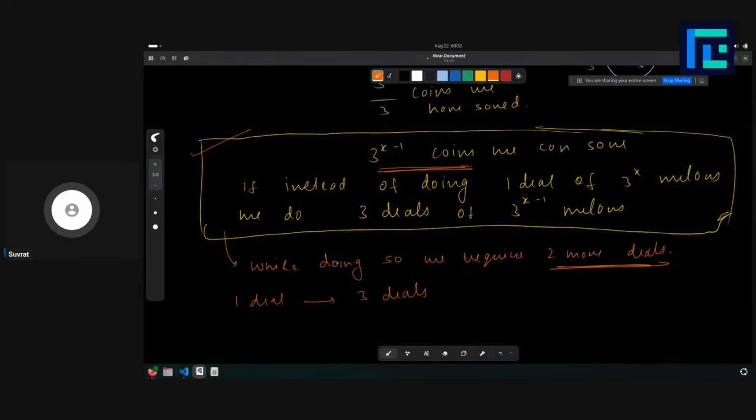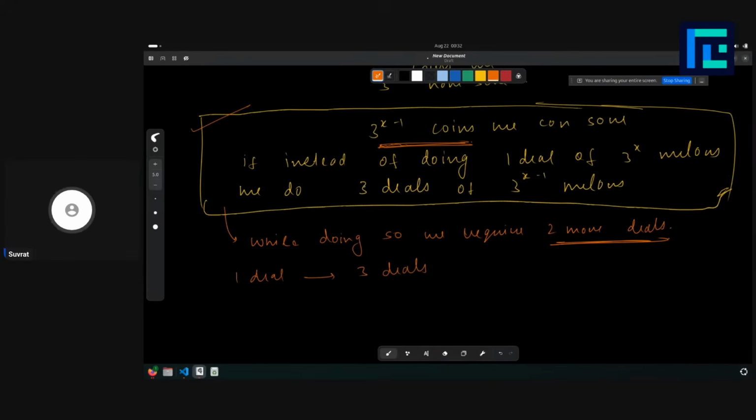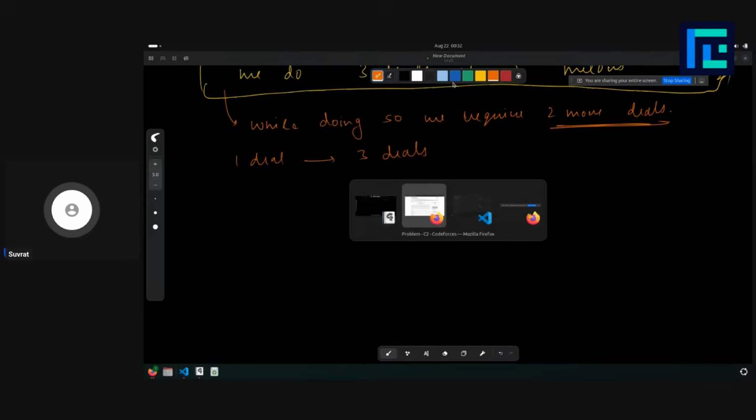Since we have only a limited number of deals that we can do, we will first try to dissociate the higher powers of 3 into the lower powers of 3, because the saving is proportional to x, right? The higher the x, the more coins we are saving. But for all x, we are taking one deal each, right? So it would be optimal to first transform the higher powers of x into lower powers of x. So let's now go on to some test case.